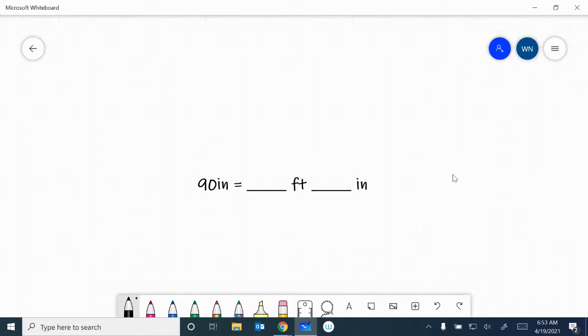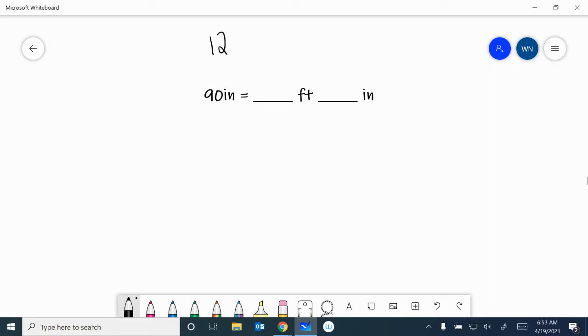Let's do another one. 90 inches equals how many feet and how many inches? So for this one, we know that 12 inches equals 1 foot. So we're going to have to figure out how many times 12 can go into 90. Some of you may already know, but some of you probably don't. So let's go ahead and multiply 12. Let's guess times 8. 2 times 8 is 16. 8 times 1 is 8 plus 1 is 9. Oh, that was too high. Let's do 12 times 7.